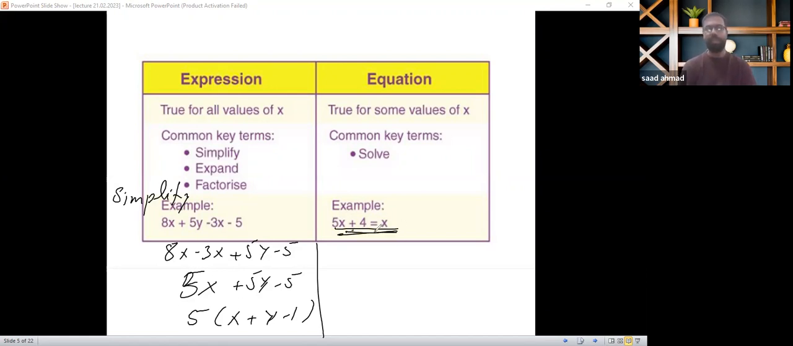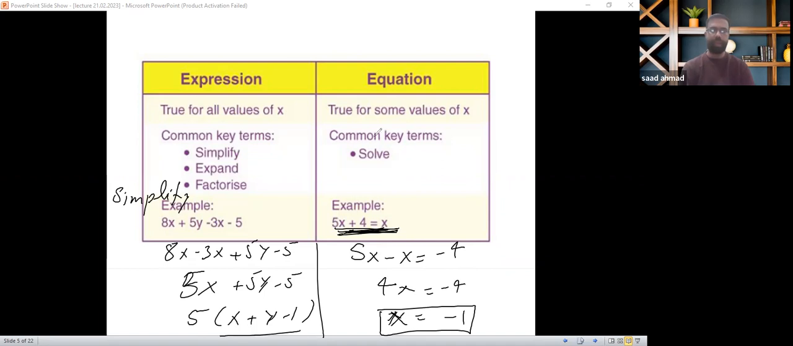But this is an equation here. This has an equality sign. It's just true for some particular values. When it's an equation, it can be true for more than one value, but usually it's true for some particular values. For example, this one, we have 5x plus 4 equals x. We subtract the x and move the 4 to the other side. So 4x equals negative 4, so x equals negative 1. This one is true only when x equals negative 1. But the expression is true for all the possible values of x and y that we can use.